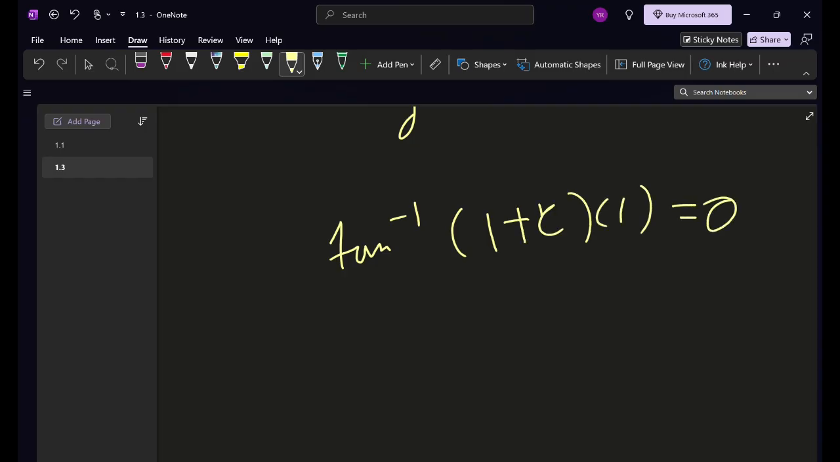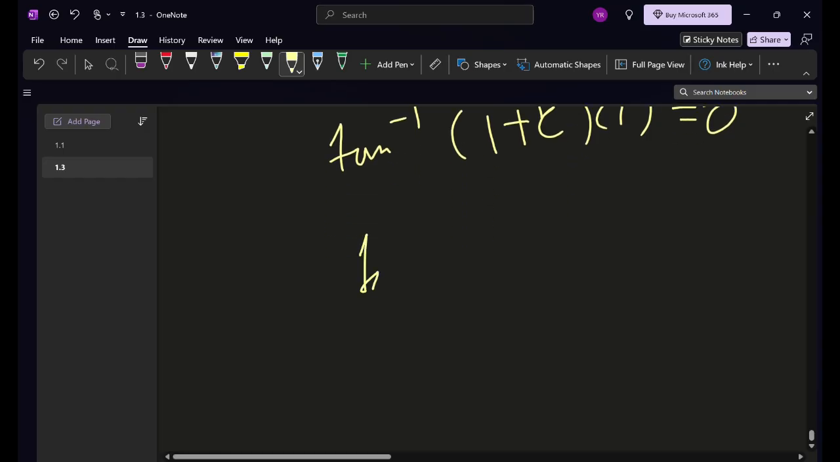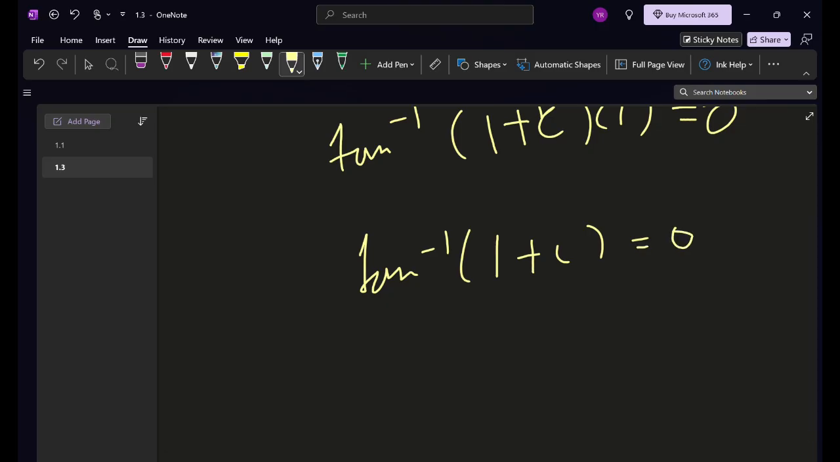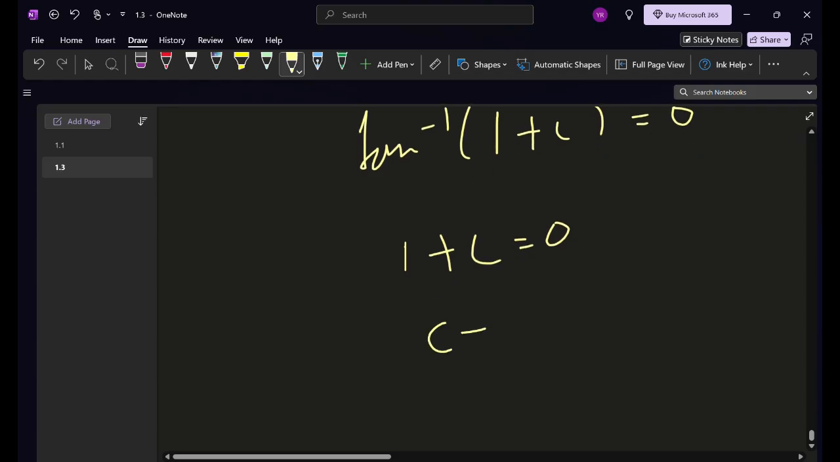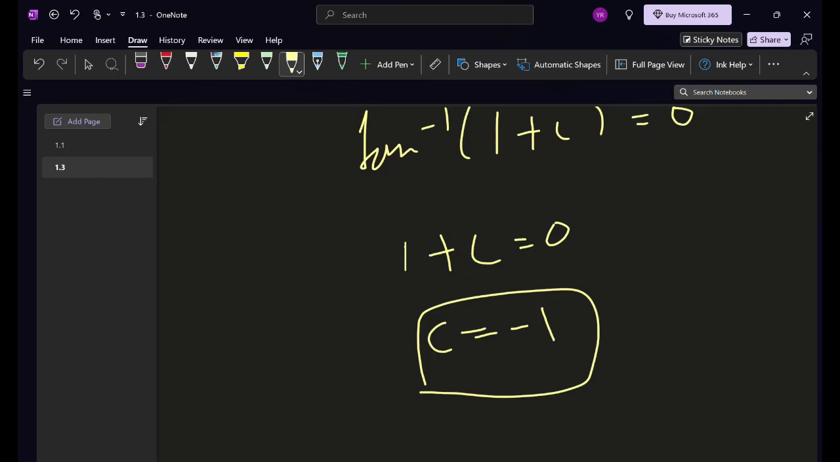Which is equal to 0, which means tan inverse of (1 plus c) is equal to 0, and tan inverse of 0 as we know is equal to 0, so 1 plus c is equal to 0, and from here we can write c is equal to minus 1. This is the final answer, and that would be 1.3.